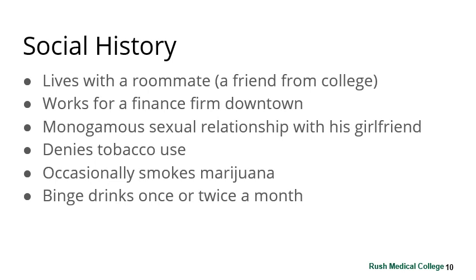For the social history, you note that he lives with a roommate. He works for a finance firm in downtown Chicago. He's monogamous in a sexual relationship with his girlfriend. He denies using any tobacco products. He occasionally smokes marijuana. And he binge drinks once or twice a month, as he did the night before the race.